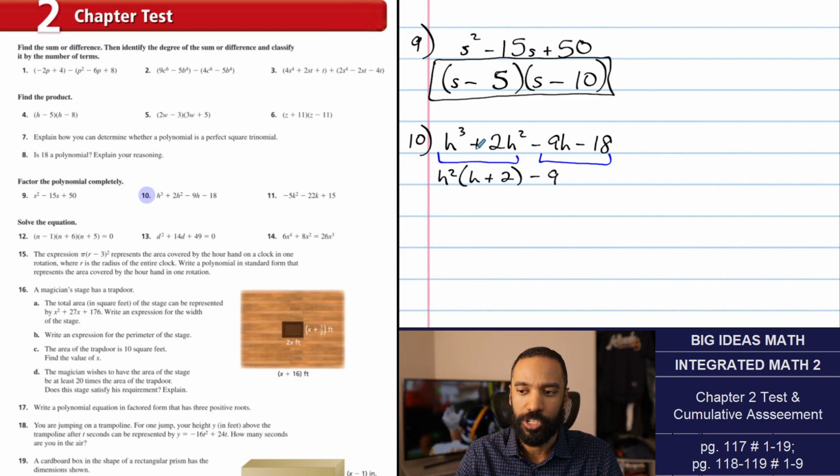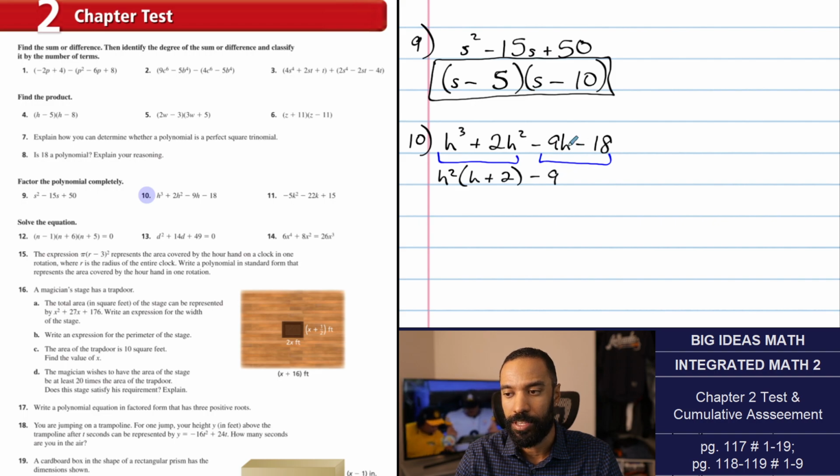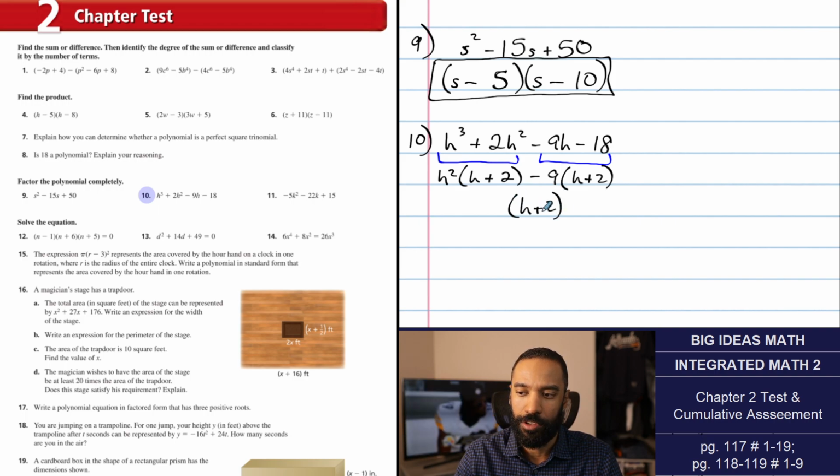Anyway, I factor out an h squared out of here as a GCF. It's the greatest common factor. You're left with h plus 2. Negative 9h: negative 9 is the leading coefficient of this set here, so I factor that out, and you're also left with h plus 2. H plus 2 is a common factor of both sets, and when you factor out h plus 2, here you're left with h squared minus 9.